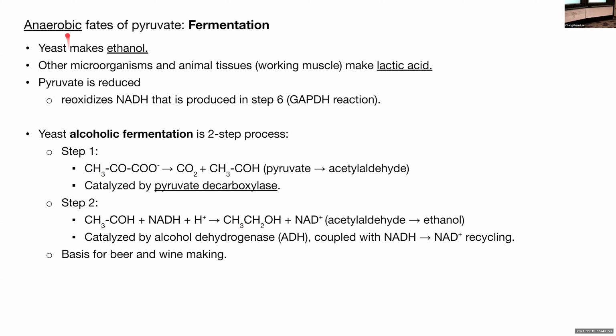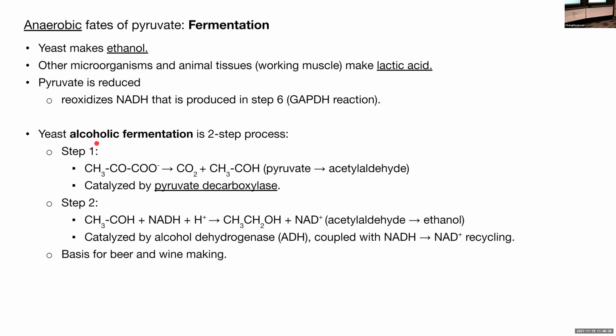And in this process of fermentation, pyruvate is not oxidized, but it's actually reduced, meaning that it gains electrons instead of losing the electrons. So it's the opposite way that you can think of pyruvate that is processed in the TCA cycle. But the coupled reaction will be reoxidizing the NADH back to the NAD plus, right? And then it can be recycled and be used in step 6 of glycolysis, which is the GAPDH reaction that we talked about in the previous lecture.